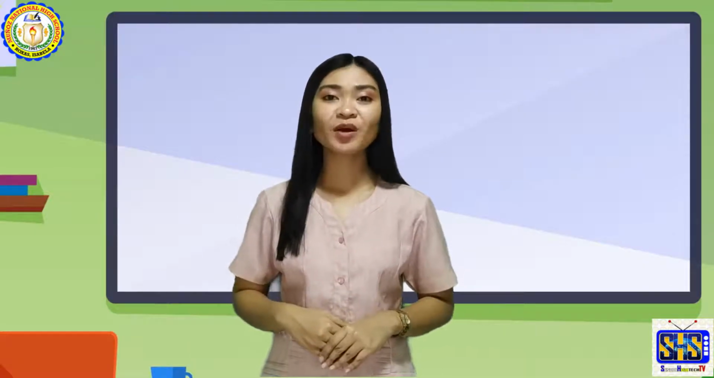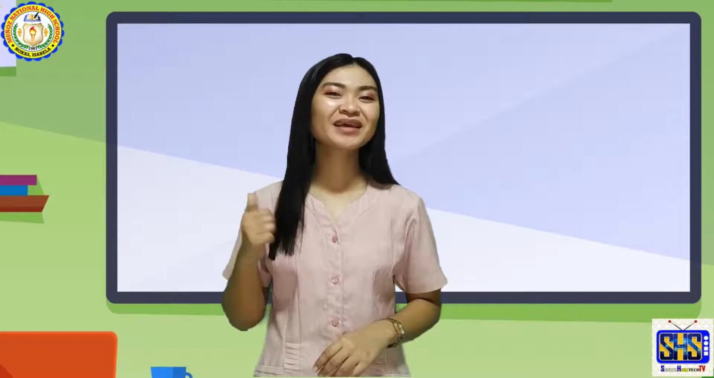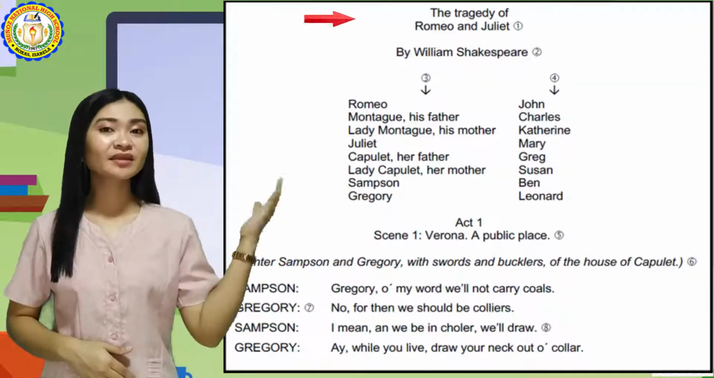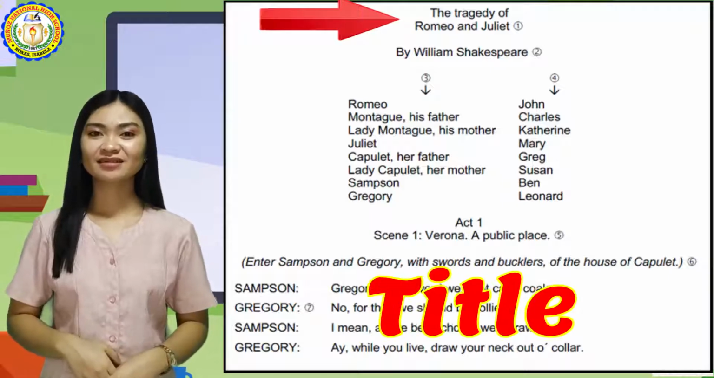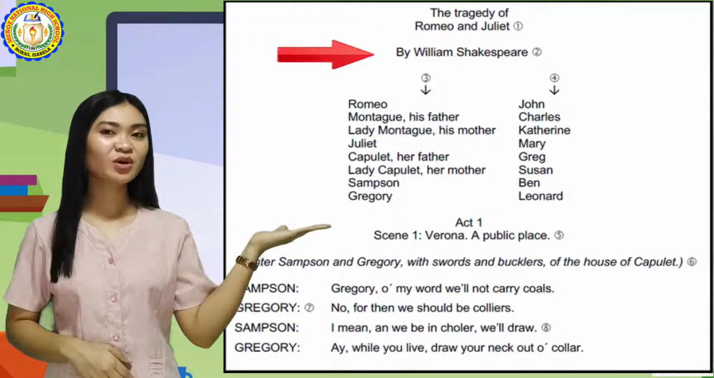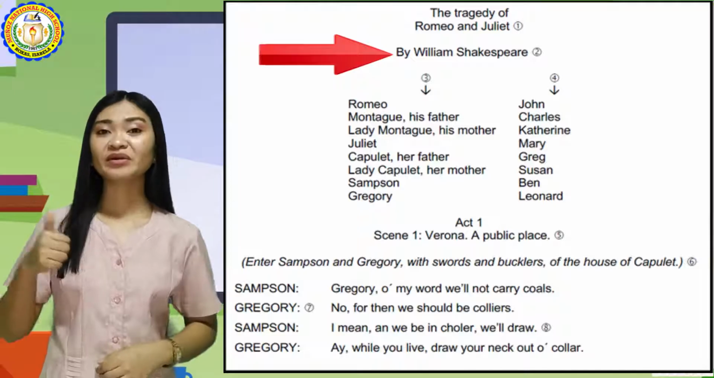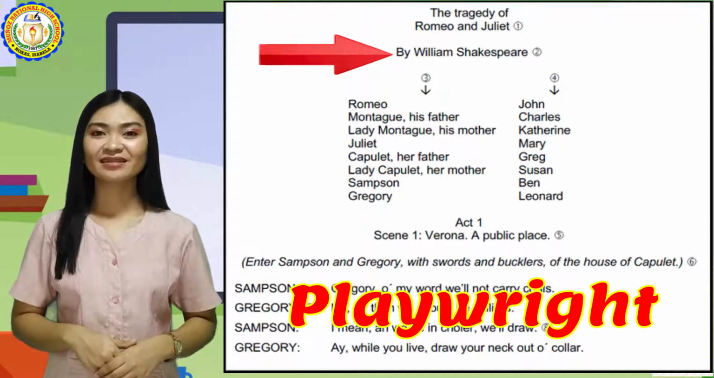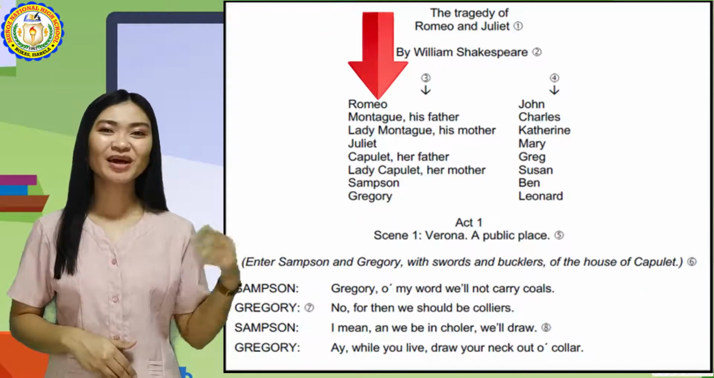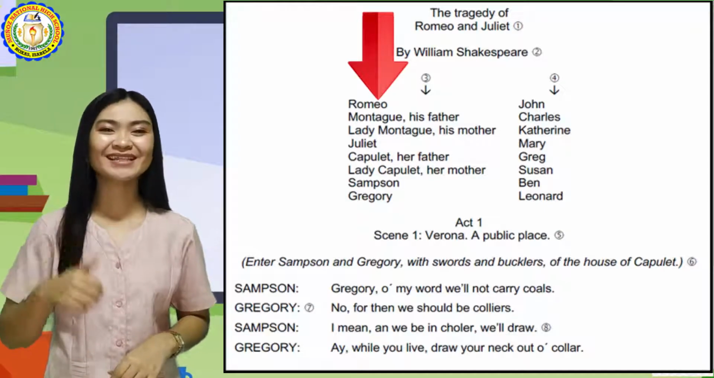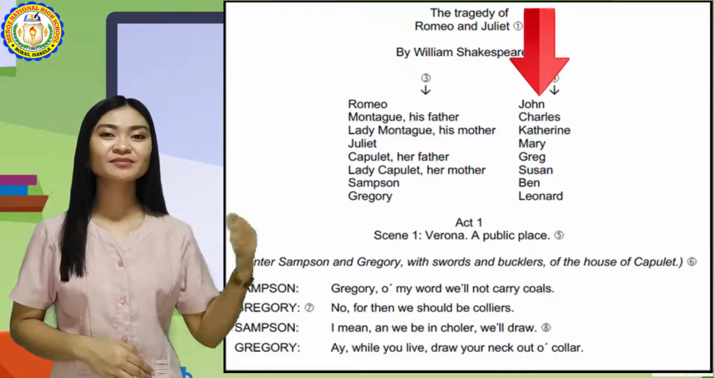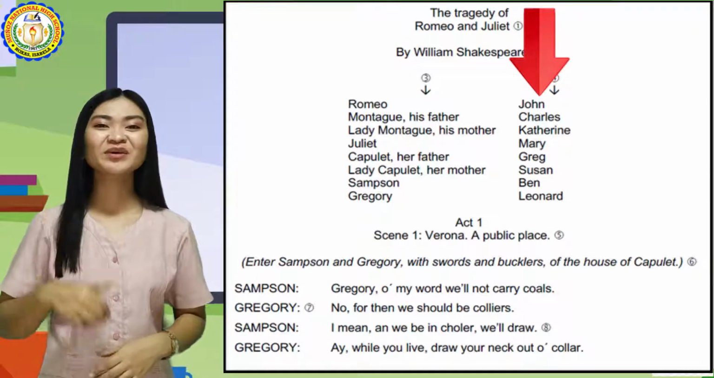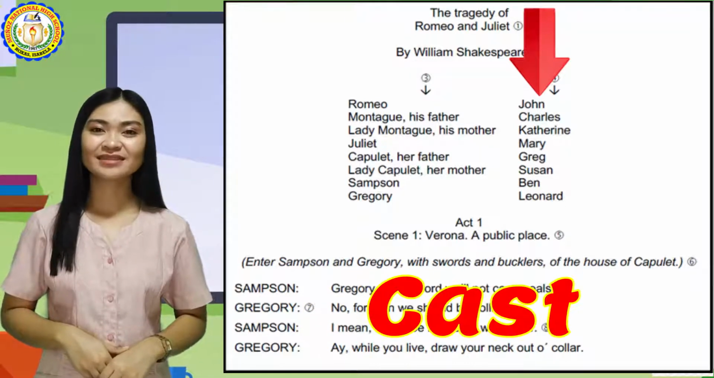I'll be showing you a script and tell me what part is shown. Let's begin! What part is this? That's right! It's the title. How about this one? Very good! That's the playwright. How about the next one? That's right! That is the characters. How about this one? Very good! It's the cast.